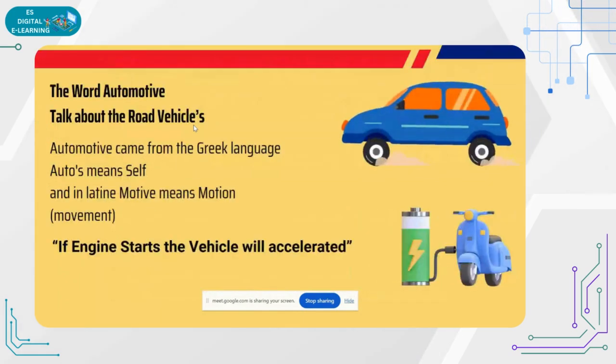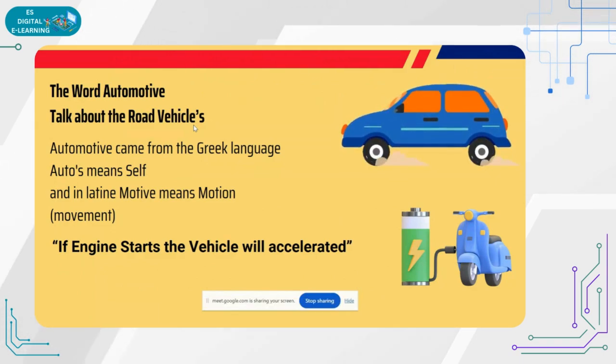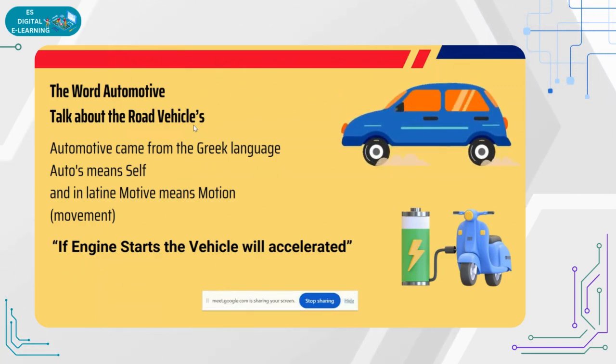So you can write down the same: automotive, from the Greek language. Auto means self and motive means motion, that is, movement. Okay, you can write down that. You can write down this sentence.